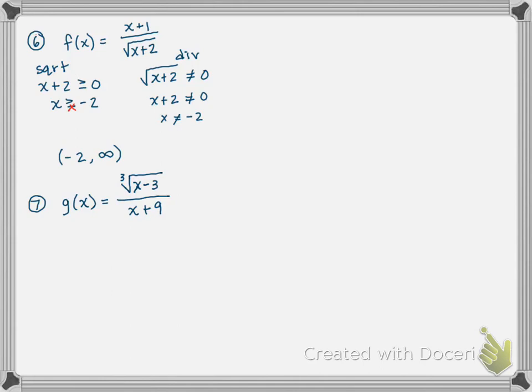Yeah, the only operation here that has a restriction is the division, right? Because that's a cube root. It's got that little 3 in the little nook. If that little number is odd, then there's no restriction on what can be inside that radical. So the numerator doesn't have any restrictions. And then we just have division here that says that we can't divide by 0, right? So x plus 9 cannot be equal to 0.